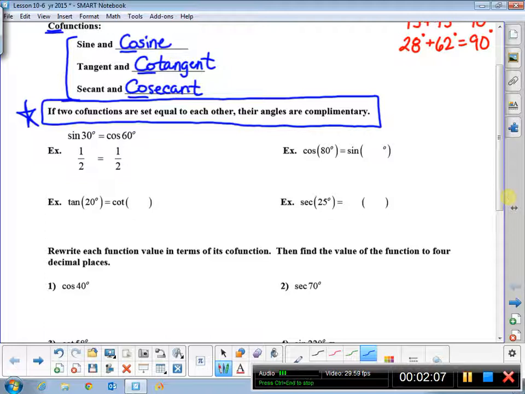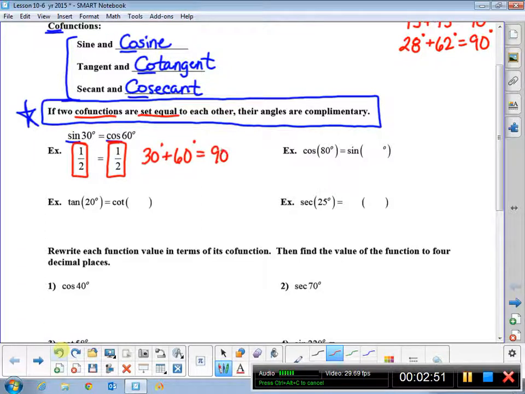First, the first part here is that I need to have cofunctions, and I do: sine and cosine. The second part is that they are set equal, and there's our equal sign. And the third part is that their angles are complementary, 30 and 60. So you can see all the parts are in place there. Sine of 30, we know, is a half, and cosine of 60 is a half. So indeed, the sine of 30 does equal the cosine of 60, and their angles add up to 90.